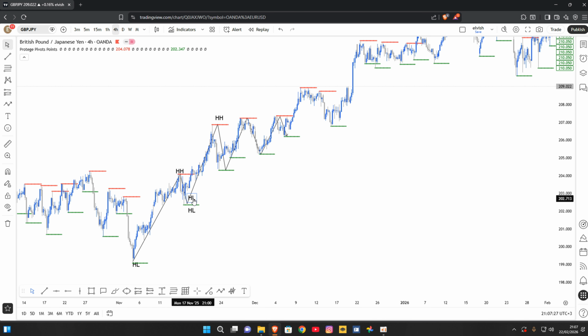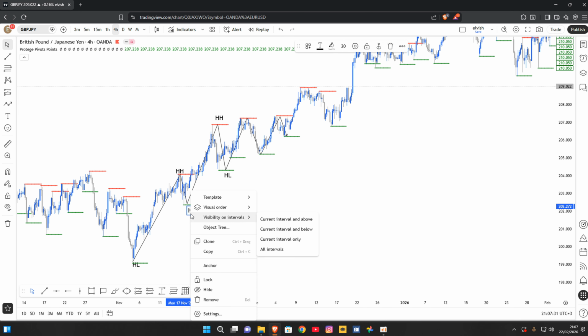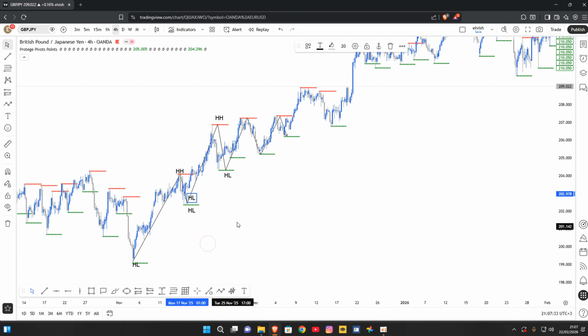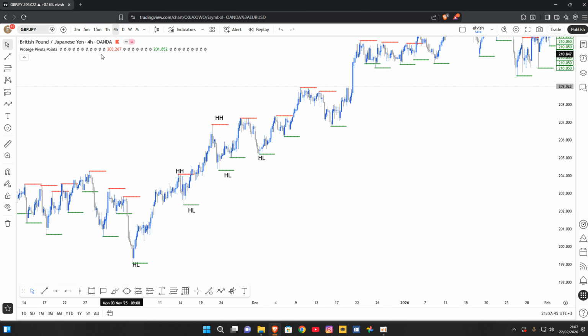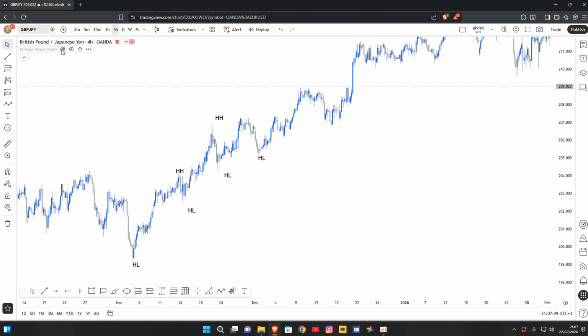It's here. So now I'm going to drag it, bring it here. I'm going to clone this, then bring it over here. So guys, after you do that, you can delete this line and then take off the indicator.